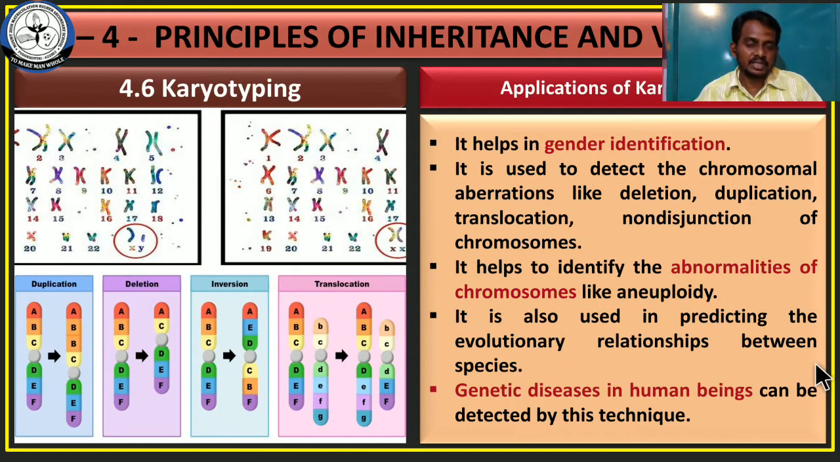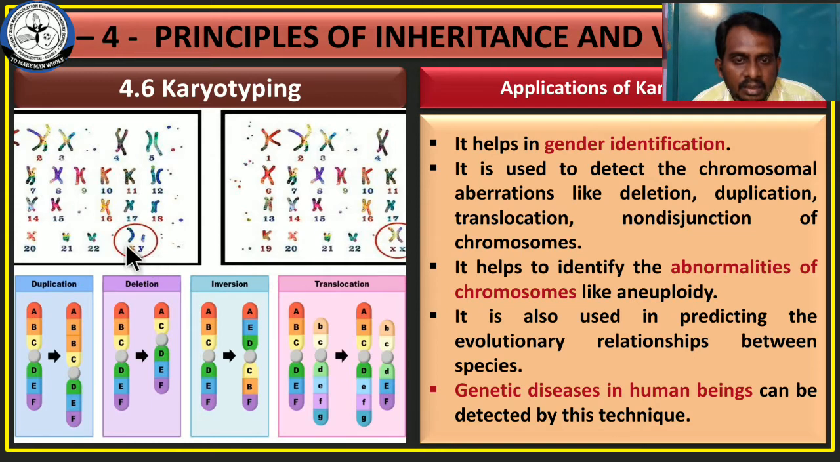So what are the applications of karyotyping? Karyotyping is a 2 mark question, the various steps involved in karyotyping are an important 3 mark question, and the applications of karyotyping are an important 5 mark question. This karyotyping helps in gender identification. This is a karyotype of an individual, and this is also a karyotype of an individual. See the chromosomes 1, 2, 3, 4 up to 22 are the same.